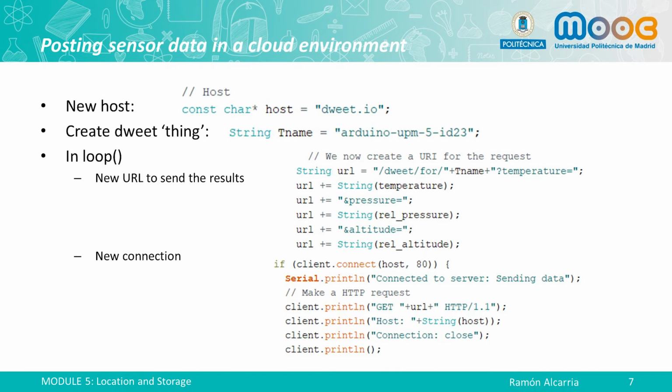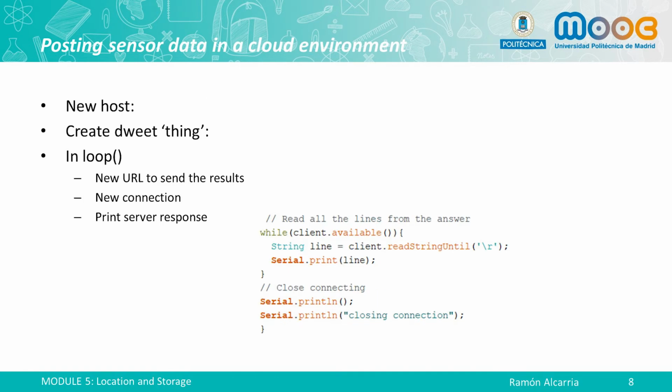Once we have the complete URL, we need to establish a new connection with an HTTP GET request. Finally, we need to print the server's response to make sure the request was fine. You have the complete code in the documentation, but as I said before, it is better if you try to figure out the code just with these guidelines.